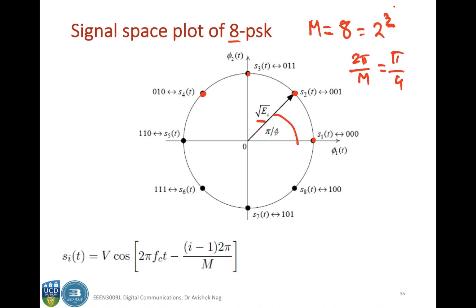Each of them is pi by 4 apart, and then you can map the 3 bits of the symbol onto the signals like this. So S1 corresponds to 000, S2 corresponds to 001, and so on. You can map all the signals with the combinations of 3 bits that you can have, which is exactly equal to 8, if you have zeros and ones.